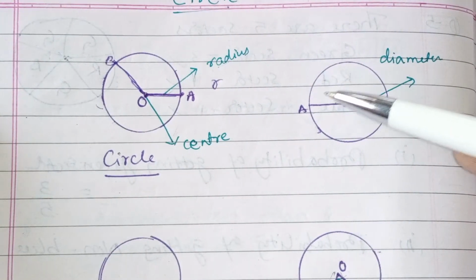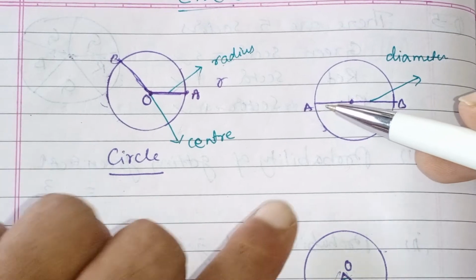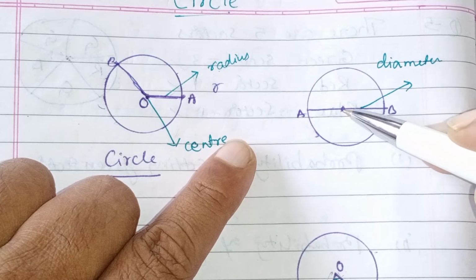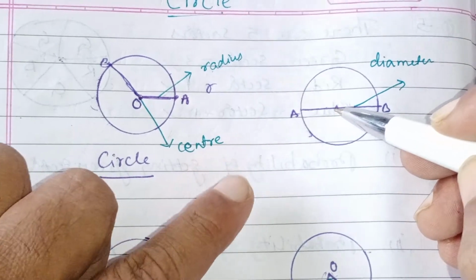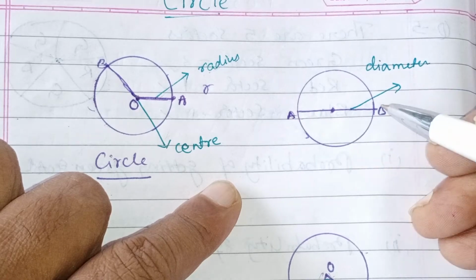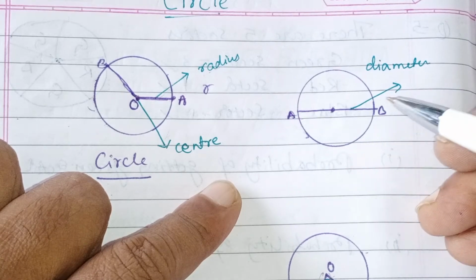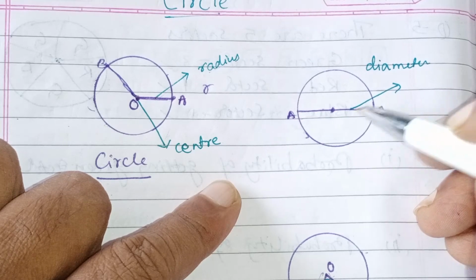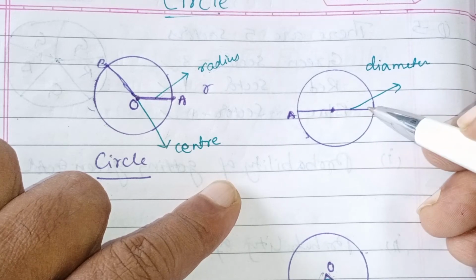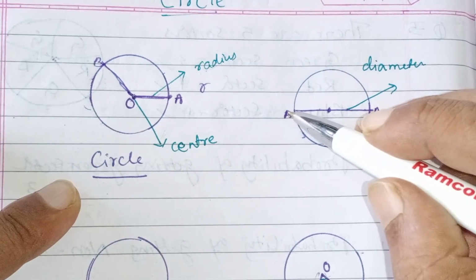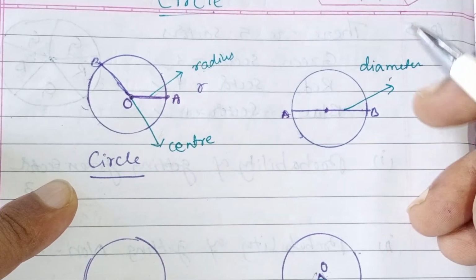Next part, diameter. See, this is a line segment passing through the center of the circle. This is the center of the circle, and this is a point A and this is a point B. Both the points are on the circle, and this line segment is passing through the center of the circle. So any line segment passing through the center of the circle is called a diameter.